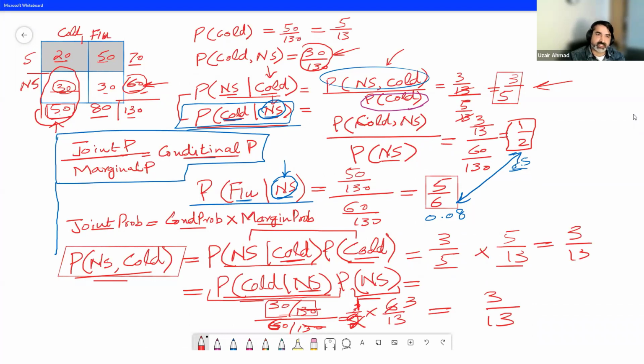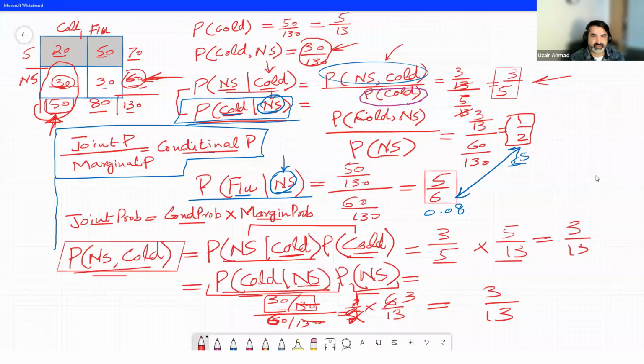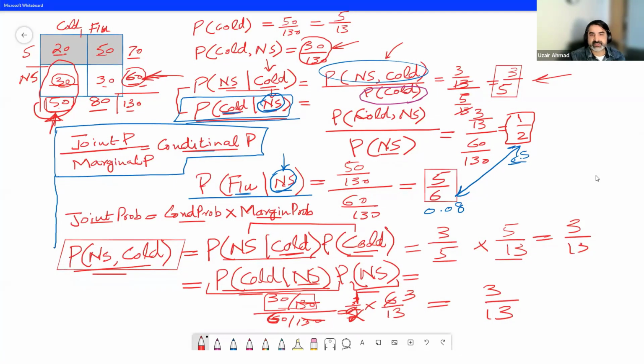What's the use of looking at the conditional from this angle and from this angle? We can now use this information to classify. So if we have this table, we can answer 2 different questions. Given the person has cold, what's the probability the person is not sneezing or sneezing? Given that the person is not sneezing, what's the probability that the person has cold? So we can answer 2 questions.